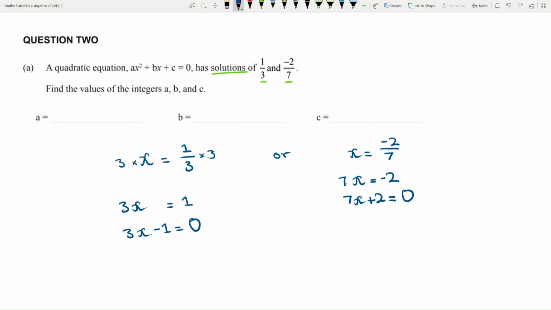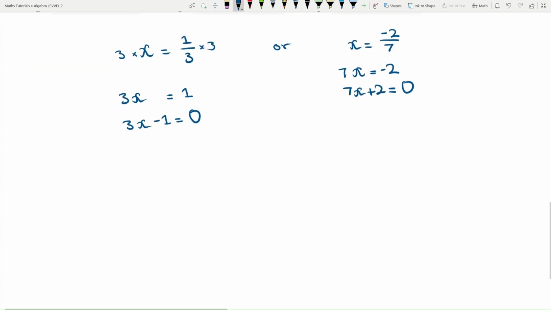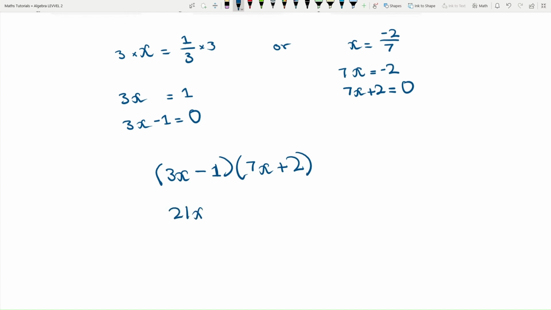So now we're going to scroll down a little bit, and we're going to write the thing we got like this in brackets, and then we're going to expand these brackets to get the full standard form formula: ax squared plus bx plus c. So 3 times 7, 21, and then x squared. Okay, we're going to expand like this, and then 3 times 2 is 6x.